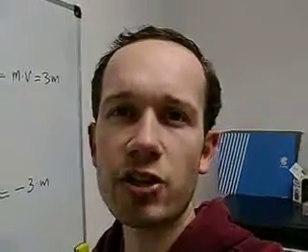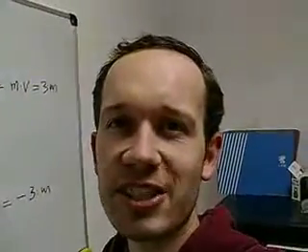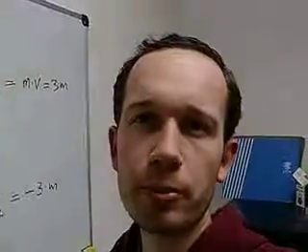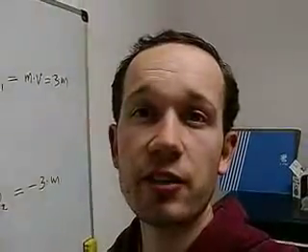Momentum is a vector quantity. Momentum was defined as mass times velocity. Out of the two, mass is a scalar, but velocity is a vector. And when you multiply a vector by a scalar, you still get a vector quantity.